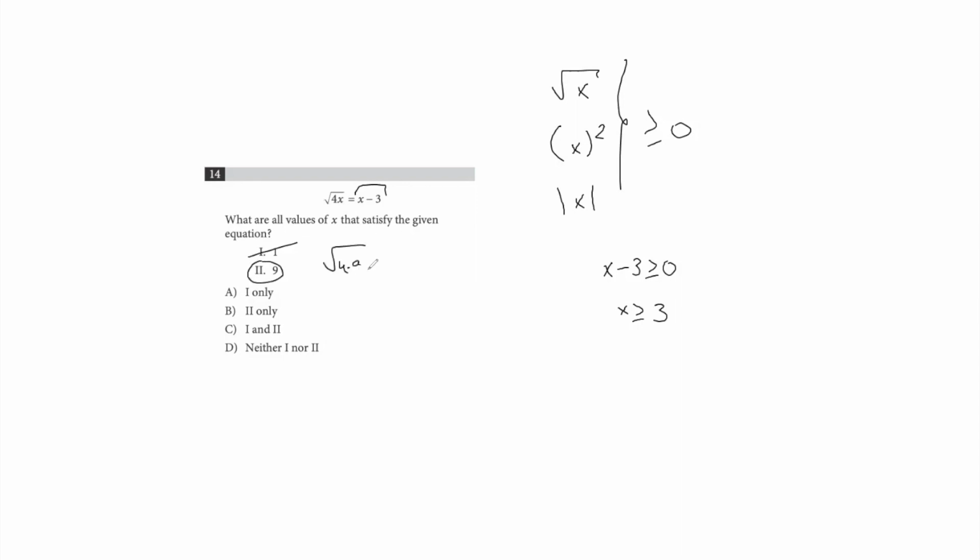Question 14. As you know, square root of something, or x squared, or we can say absolute value of x, they all are greater than or equal to 0. Look, x minus 3 is the result of square root of 4x. So it means x minus 3 must be greater than or equal to 0. X is greater than or equal to 3. 1 is definitely not, we have to check 9. 4 times 9 is equal to 9 minus 3. It is correct. So second one works.